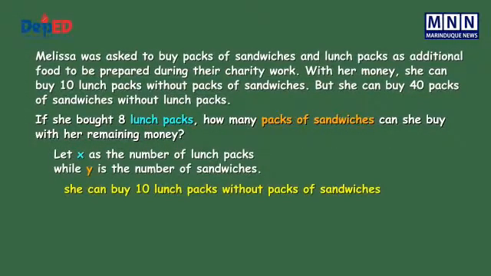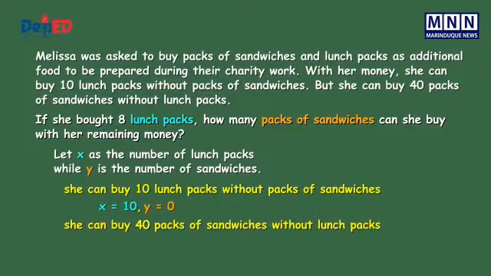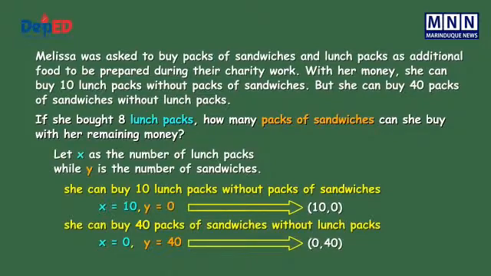Let's analyze. If she buys 10 lunch packs, then she cannot buy packs of sandwiches. That can be when x is 10, then y is 0. While if she buys 40 packs of sandwiches, she cannot buy lunch packs. That means when x is 0, then y is 40. We actually have two ordered pairs here, (10, 0) and (0, 40). With this, we may set up the equation.